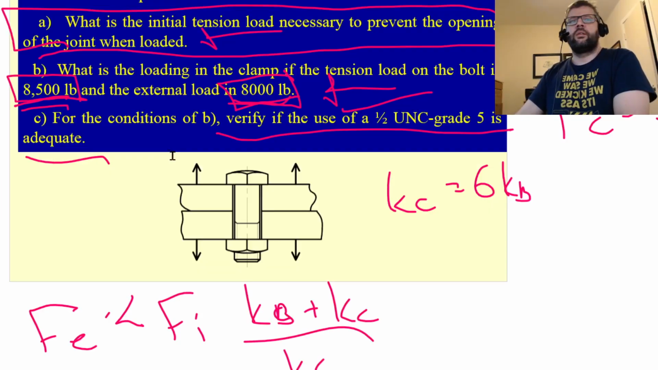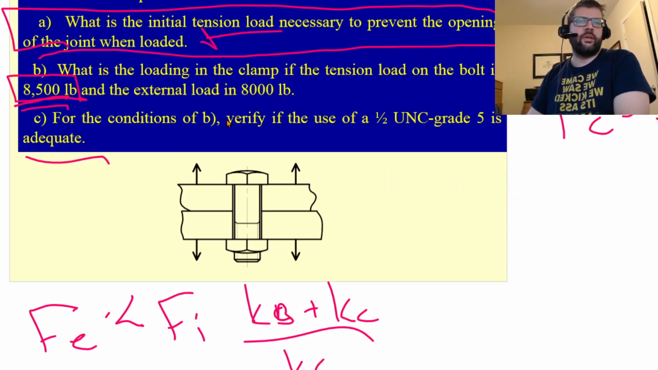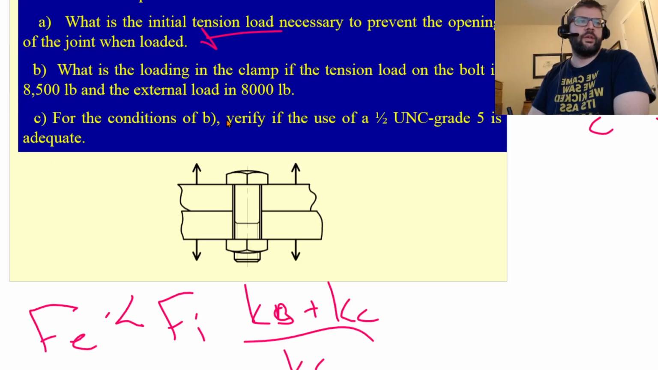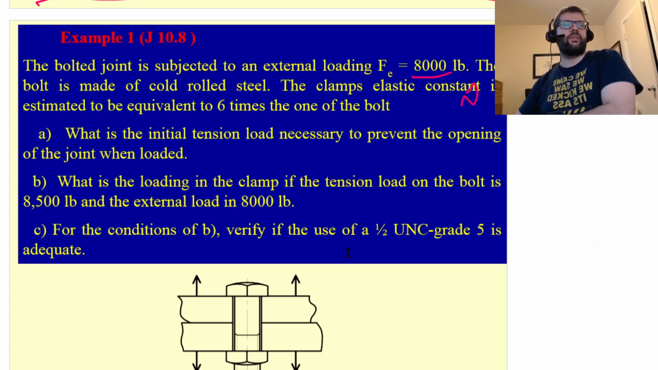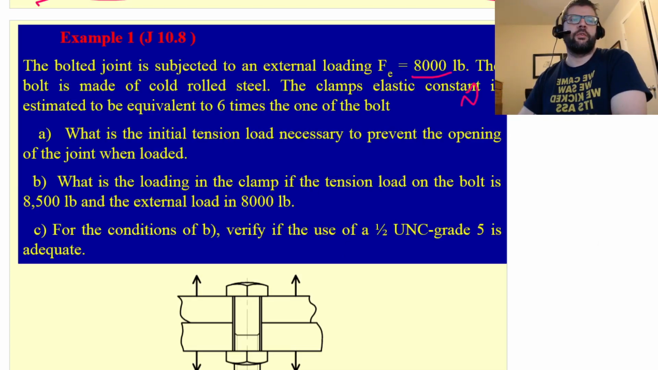And then the next question, for the conditions outlined in B, verify if the use of a 1/2 UNC grade 5 bolt is adequate. So that's basically asking, is the bolt strong enough to withstand the forces applied in the bolt? The force in the bolt is 8.5 kips. So how strong is a 1/2 UNC grade 5 bolt?